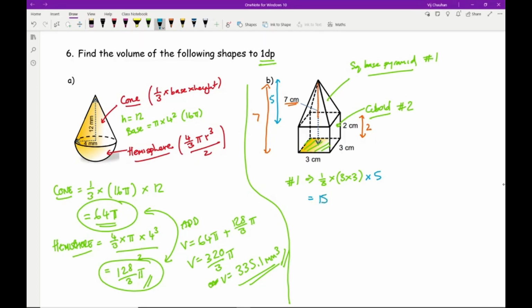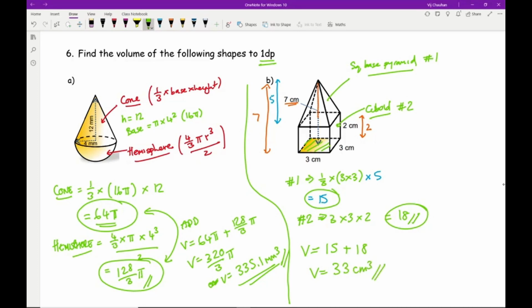And then working out number 2, so which colour pen was I using? It's number 2. Working out the volume of the cuboid, that's going to be 3 times 3 times 2, which is 18. The next thing to do is add the 2 things together, so the total volume is 15 plus 18, so V equals 33 centimetres cubed, and there is my final answer.